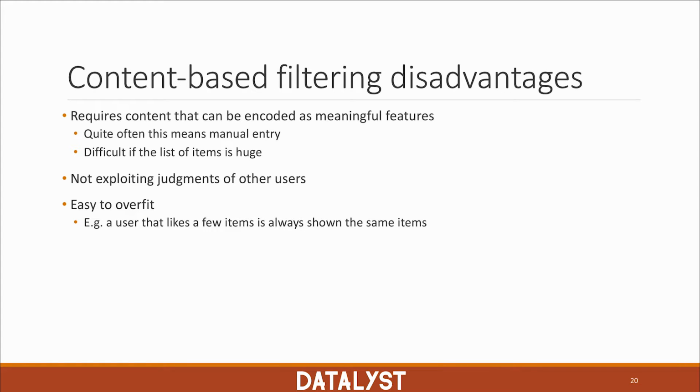However, content-based filtering is not perfect. It requires content that can be encoded as meaningful features, and this has to be done manually, so that's not always easy, and it's very difficult if the list of items is very huge and diverse. It's not using information from other users, and also it's easy to overfit. So if a user likes a few items, then the recommender system will essentially always show the same items again and again.